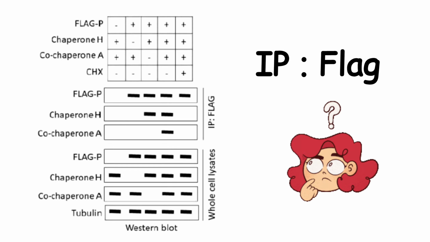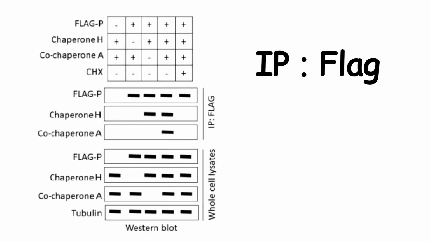Then what does IP flag mean? IP flag refers to immunoprecipitation using an anti-flag antibody. The anti-flag antibody binds only to the flag tag. Therefore, it pulls down only the flag-tagged protein P. Any other protein or any band visible for another protein in the IP lane must be present because it is physically associated with the protein P.